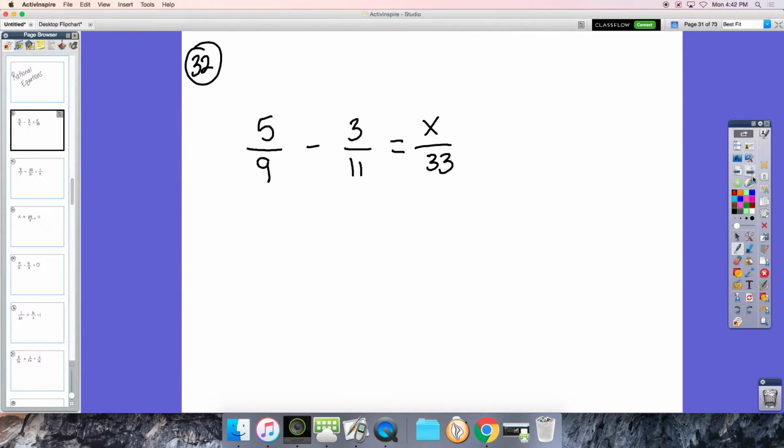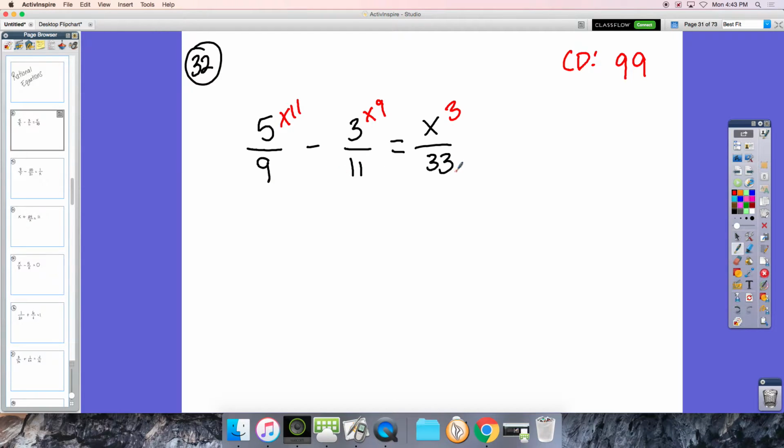For rational equations, we're going to continue to find common denominators. Our common denominator for this problem is something you can multiply each of these numbers to get, and that is 99. So in order to get 99, you would multiply 9 times 11, you would multiply 11 times 9, and you would multiply 33 times 3.